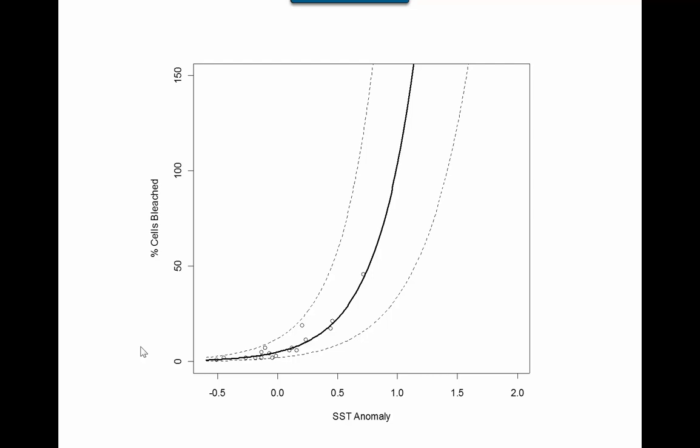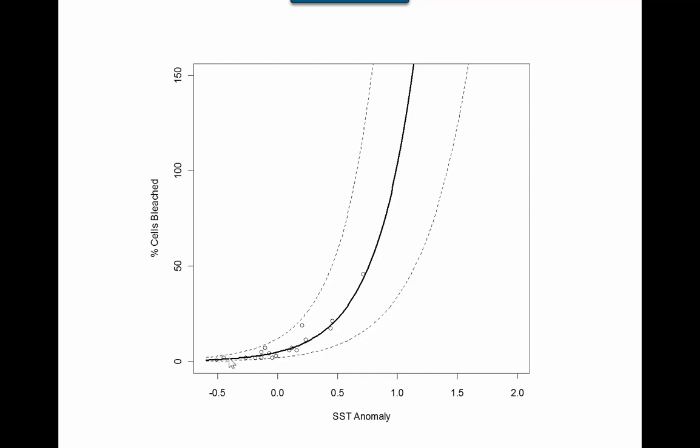Okay, so here's the bleaching example from week 2 homework. Again, what's plotted on the x-axis is the sea surface temperature anomaly in degrees centigrade from the average temperature over some period of time that I've forgotten. And what's plotted on the y-axis is the percentage of cells bleached, where coral bleaching was reported. This has been back transformed onto the original axis.